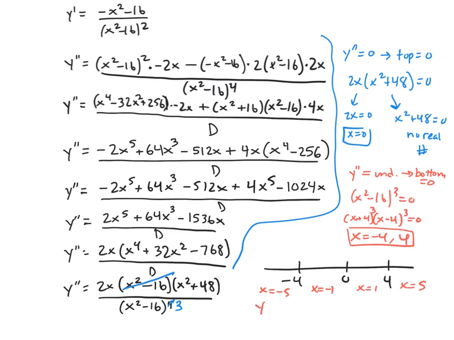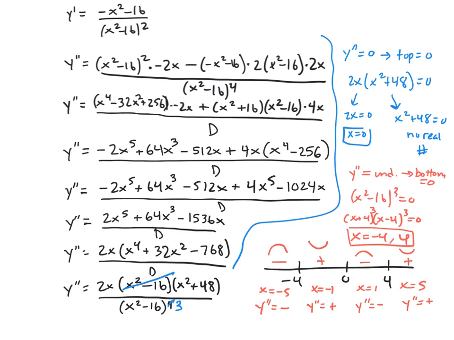When x is -5, y double prime is negative. So that means it's concave down. When x is -1, y double prime is positive. So that means we're concave up right there. When x is equal to 1, y double prime is negative, so concave down. When x equals 5, y double prime is positive, so that would be concave up.